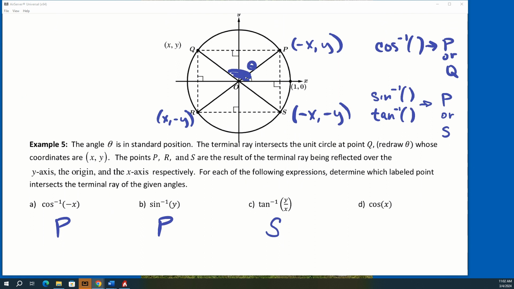What do you guys think about D? Q. All right. So I know that's weird. But just don't think of them as positive and negative. Think of them as opposite of the original.